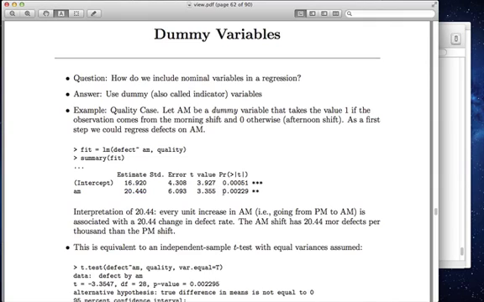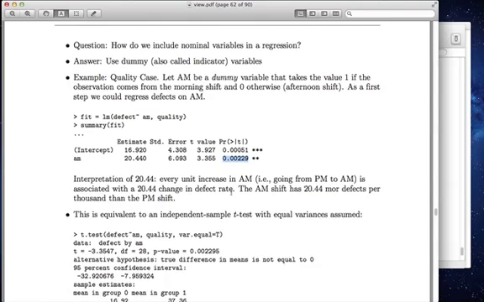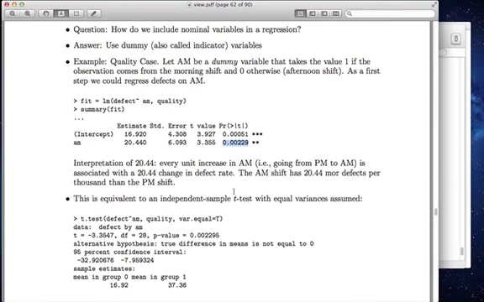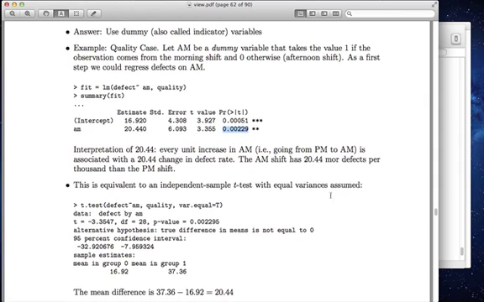So this p-value is really evaluating whether or not the two shifts have the same defect rate. If they have the same defect rate, then this coefficient would exactly be 0. The fact that we're rejecting it is an indication that the defect rates are not equal, at least on the surface. Remember, after we controlled for rate, they were equal, but let's just consider this example without controlling for rate. Now, let's compare this with what we would get from an independent sample t-test where we assume equal variances.